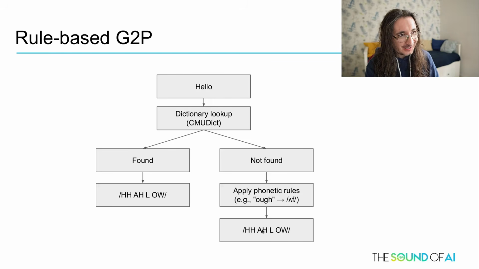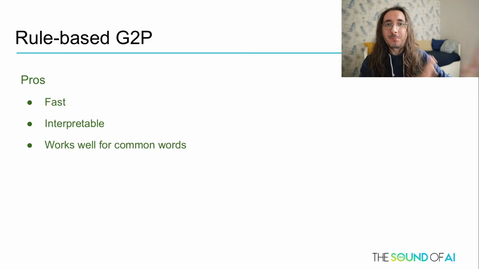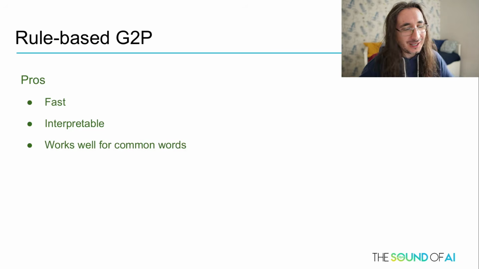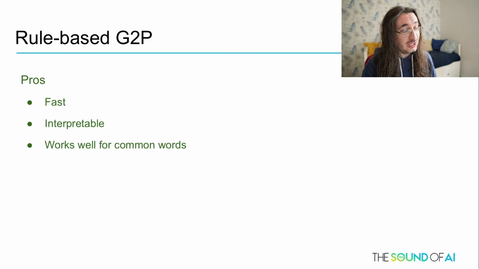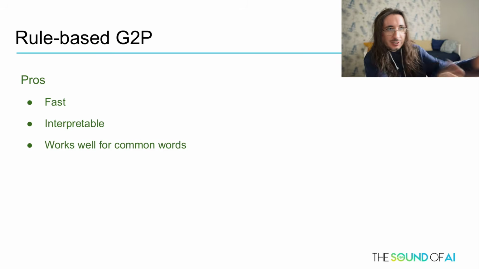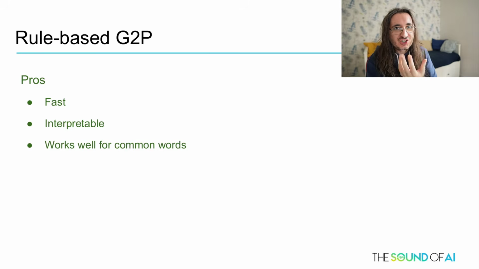But there's a problem, obviously, and I'm sure you can get that already. But let me give you the pros first. Let's be positive about rule-based G2P. Well, the good things about rule-based Grapheme-to-Phoneme is that it's super fast, and it's interpretable because you have the dictionary on the one hand, and on the other hand you have handcrafted rules, so you know why you got the result that you got. It tends to work well for basically all common words, just because they are there in the dictionary. So it's just a simple lookup operation, and that's also why it's super fast.